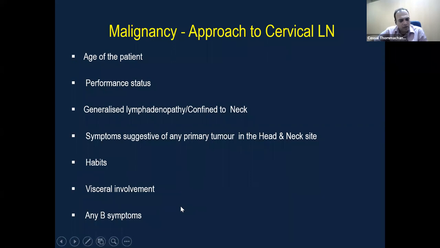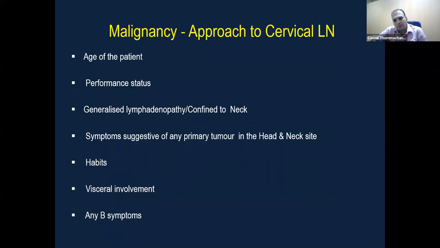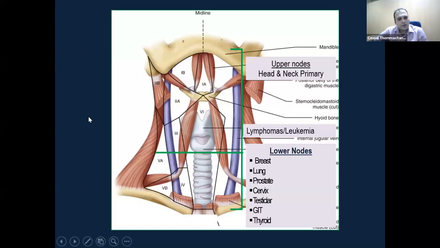B symptoms can occur in both Hodgkin and non-Hodgkin's lymphoma. So this is how you have to take it. In the history and examination, if the consistency is hard, then you have to think more of a squamous cell carcinoma. If a patient has a soft or rubbery node, then you think more of a lymphoma. It can also occur in P16 positive carcinoma of the oropharynx.